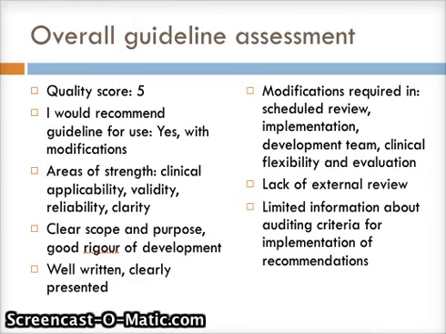Overall, the assessment of the guideline came out with a quality score of 5, and we would recommend that the guideline be used by clinicians, but with some modifications. The areas of strength include clinical applicability, validity, reliability, and clarity. There was a clear scope and purpose to this guideline, and the rigour of development was strong. It was well written and also very clearly presented.